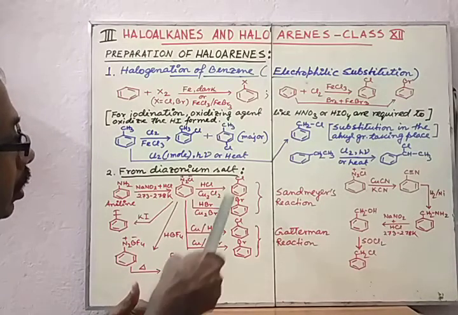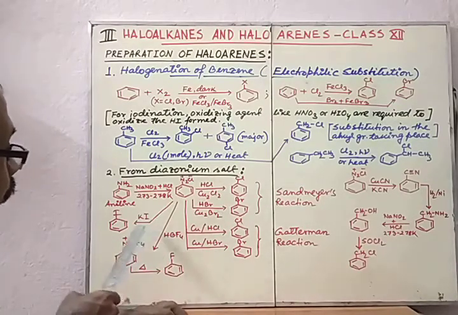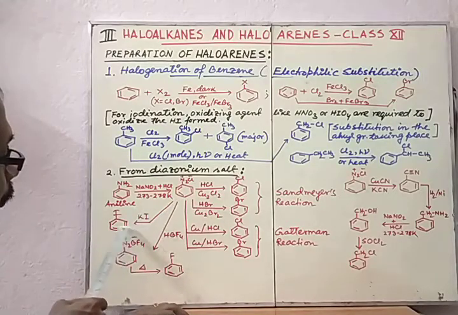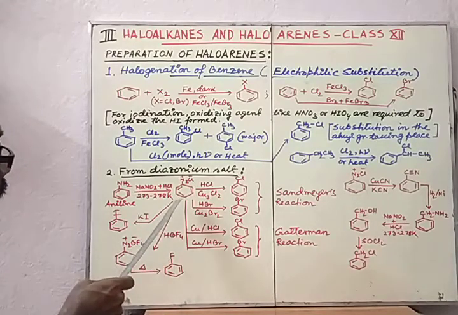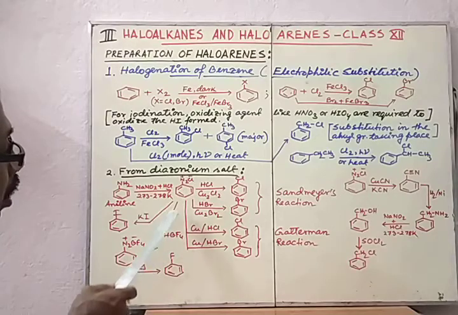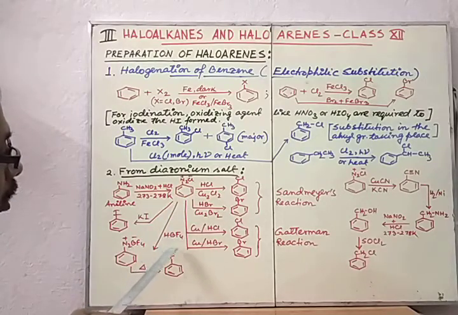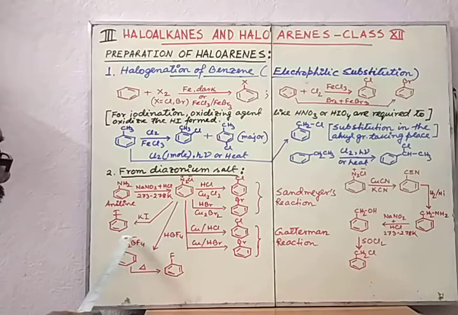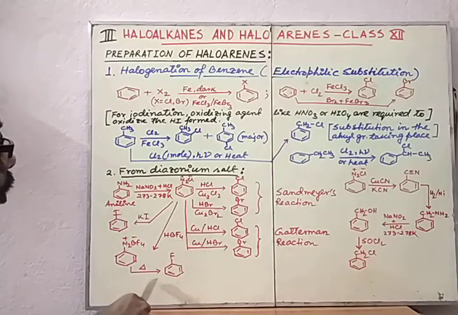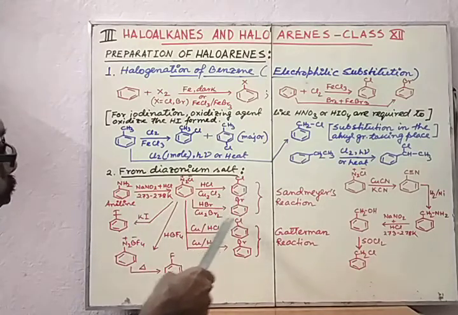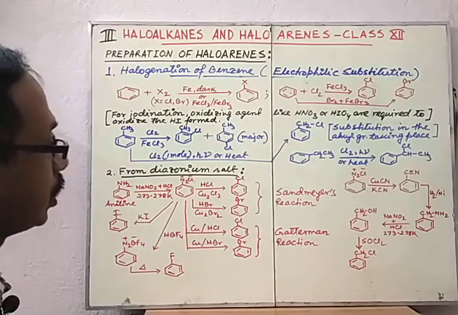Now to bring, other than chlorine and bromine, to bring iodine, we can treat diazonium chloride with KI, so we can get the iodobenzene. But to bring fluorine into the benzene ring, we go through this process. When this diazonium chloride is treated with HBF4 fluoboric acid, then the fluoborate is formed. This diazonium salt of the fluoborate ion, when heated, gives rise to the fluorobenzene. So here we can follow that we can prepare chloro, bromo, iodo as well as fluorobenzene.